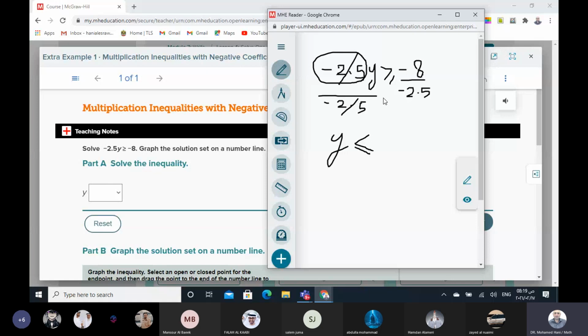And remember, when you divide or multiply by a negative number, change the sign. Here, greater than or equal, here will be what? Less than or equal. Now, minus divided by minus will be positive. 2 divided by 2.5. If you want to solve it mentally, you can remove the point, so it will be 20 over 25.